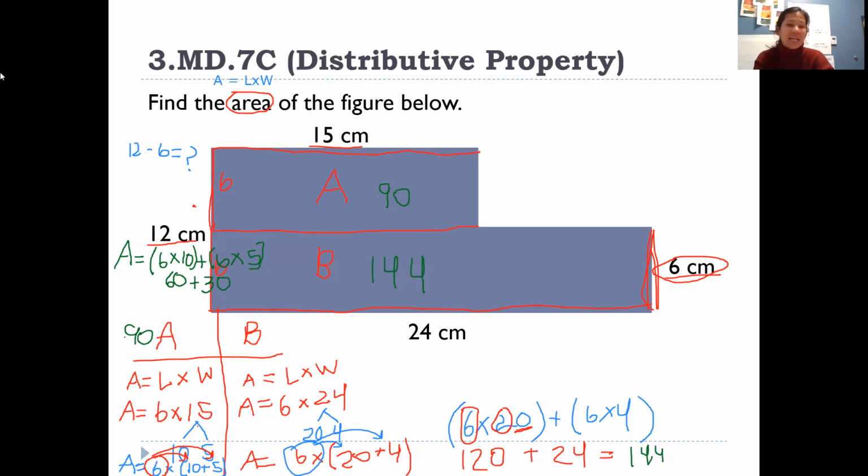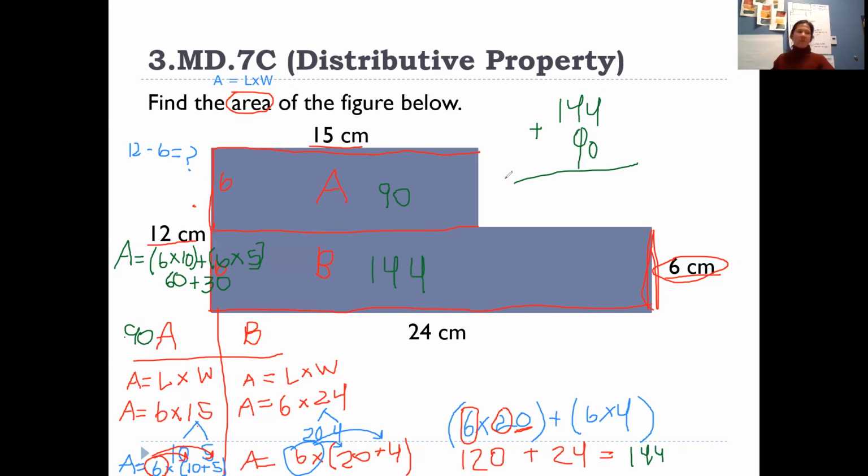Now, I'm not done yet. I'm not done quite yet. I solved for the area of shape A. I've solved for the area of shape B. But what is the question asking me? It's asking me to find the area of the figure below. So how can I find the area of the figure below? I want to add the areas of the two smaller shapes in order to find my area of the entire irregular shape, the entire figure. So I'll put my bigger number on top, 144 plus 90. Oops, that's a little not neat. I'm sorry about that. Let me make sure that's really clear.